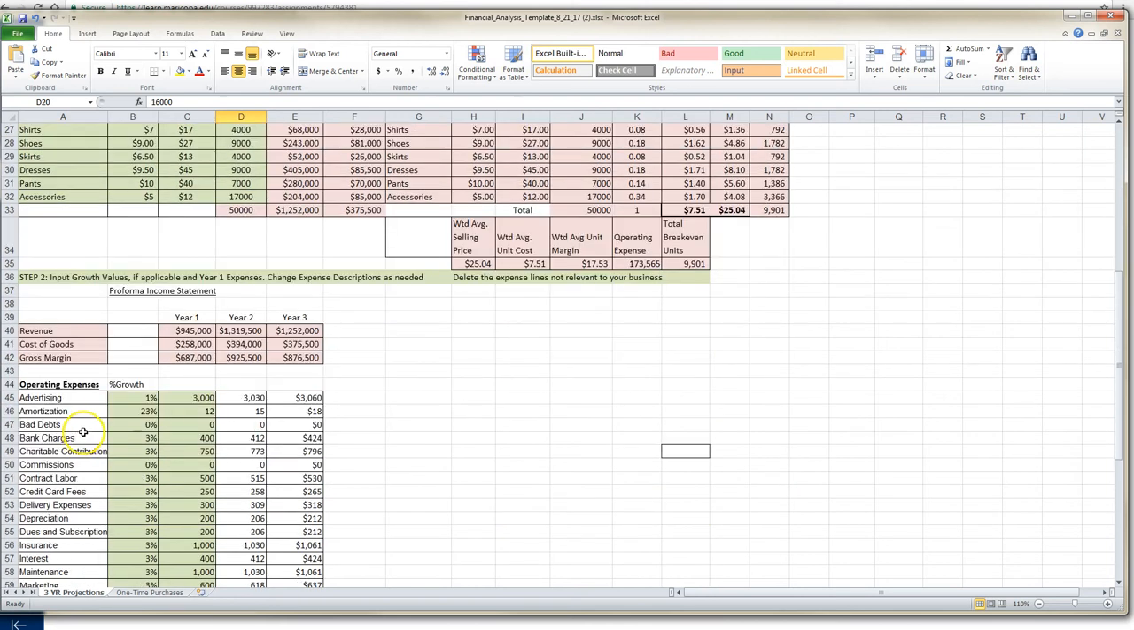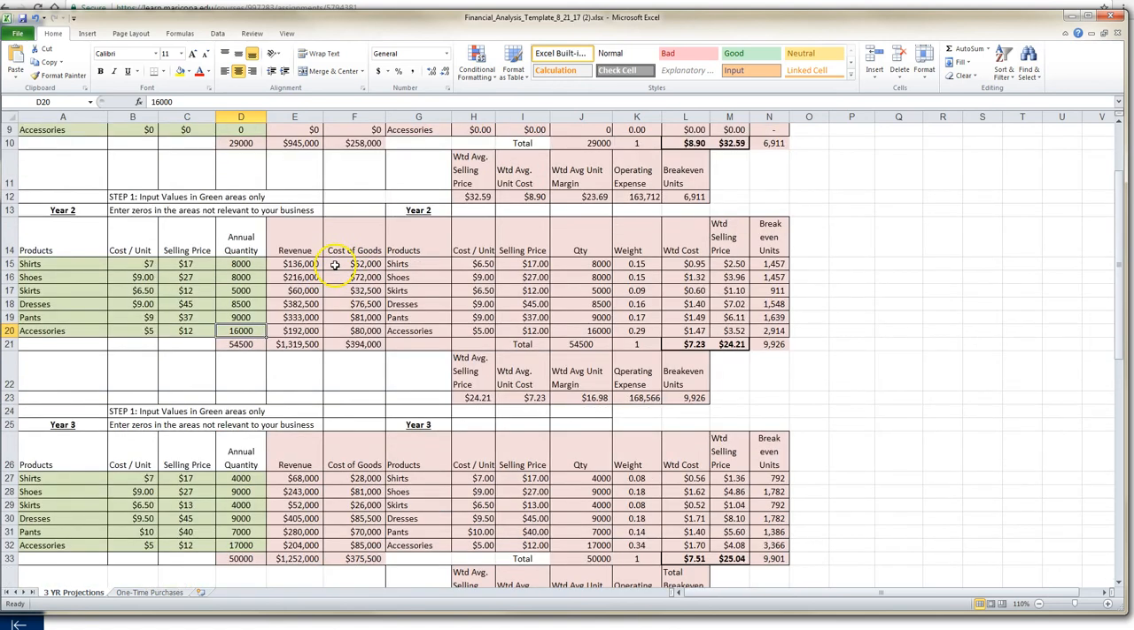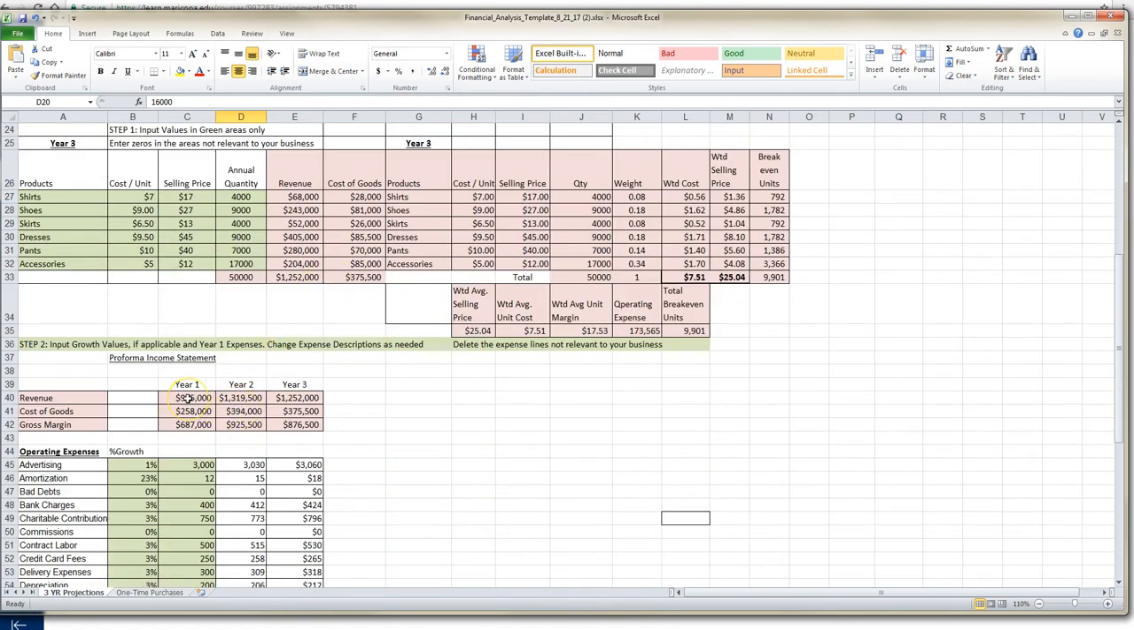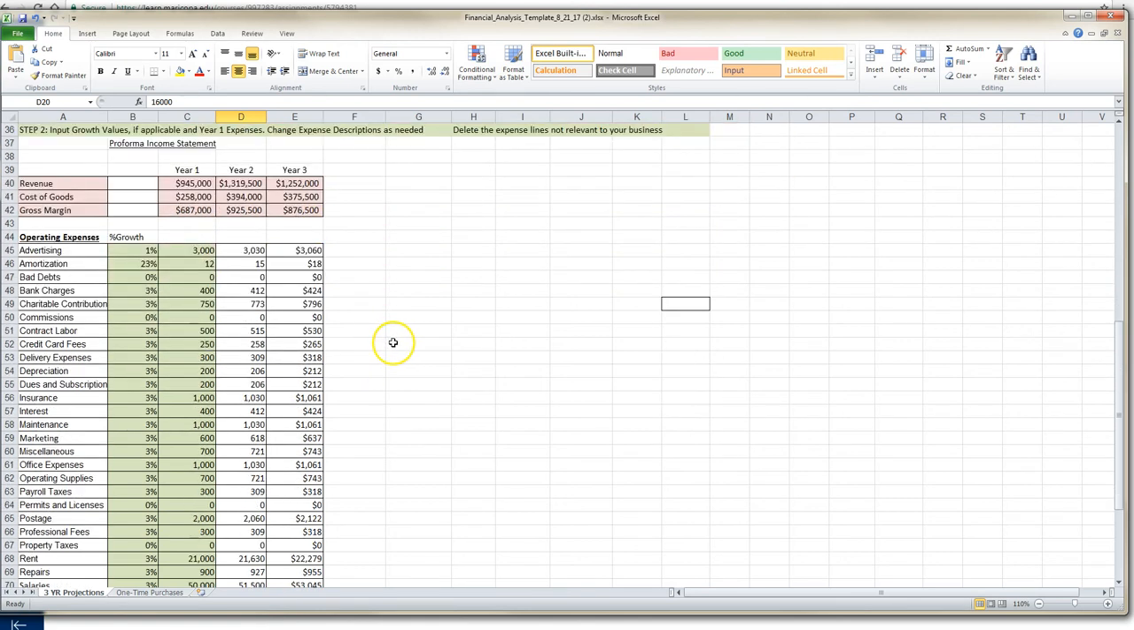Down below then, the revenue and cost of goods numbers are transferred from up above. So if you look at these total numbers here, you'll find that these are the same numbers that are transferred in years 1, 2, and 3 in this pro forma income statement. The gross margin, or sometimes referred to as gross profit, is simply the revenue minus the cost of goods. So that gives you the overall revenue picture for your projection.